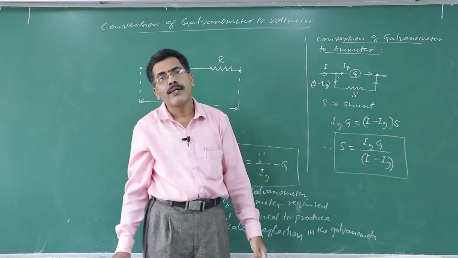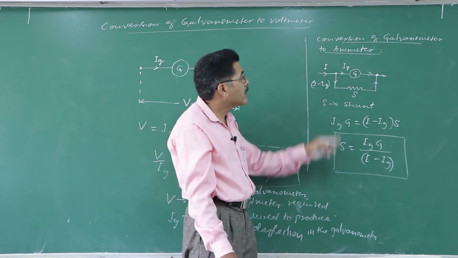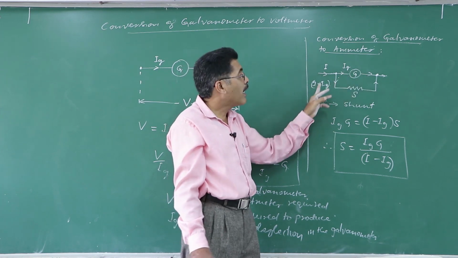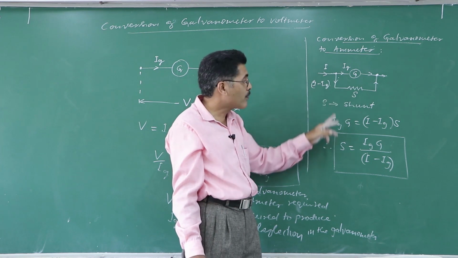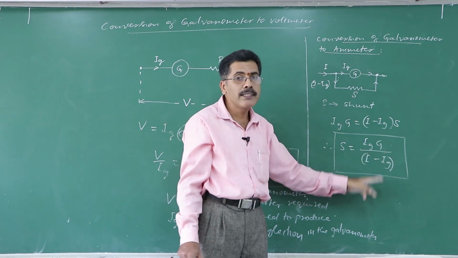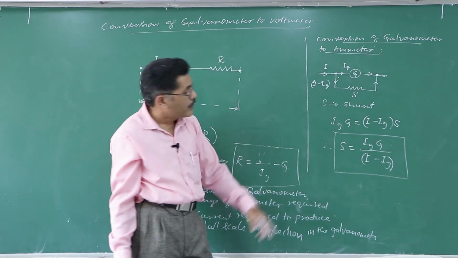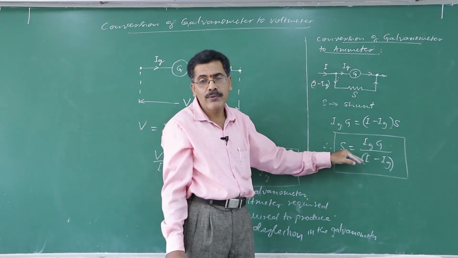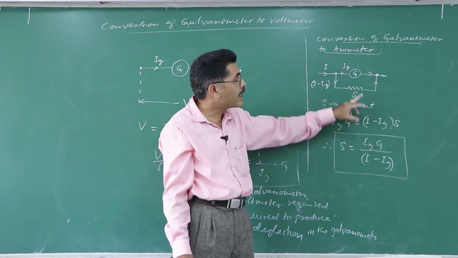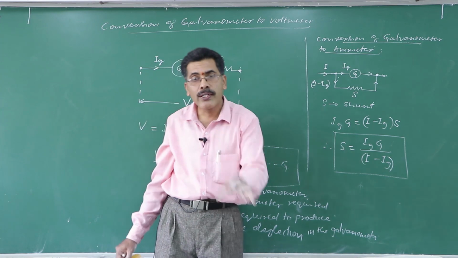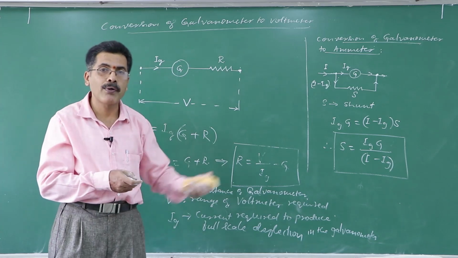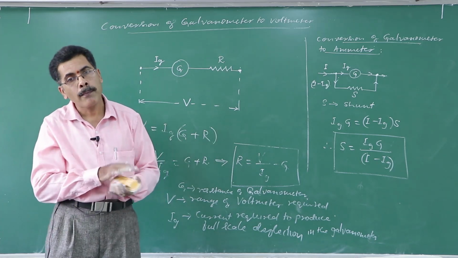Let us calculate the value of the shunt. If I is the main current, Ig is the current through the galvanometer, I minus Ig is the current through the shunt. Therefore, we can write Ig G is equal to (I minus Ig) into S, or S is equal to Ig G by (I minus Ig). Putting all these values, calculate the value of the shunt by substituting in this equation. Now connect that shunt in parallel with the galvanometer. Now your galvanometer works like an ammeter. This is about conversion of a galvanometer to an ammeter.